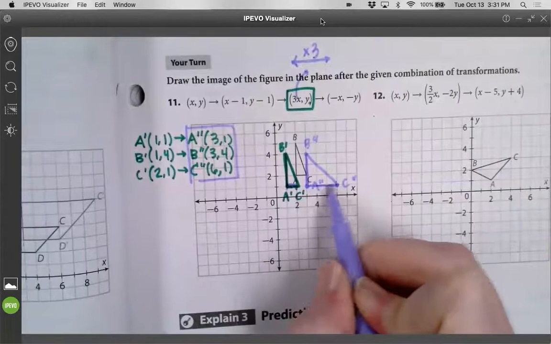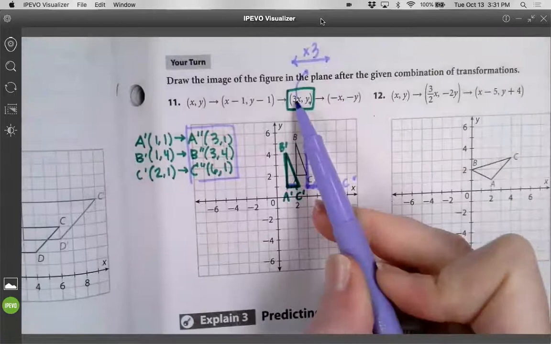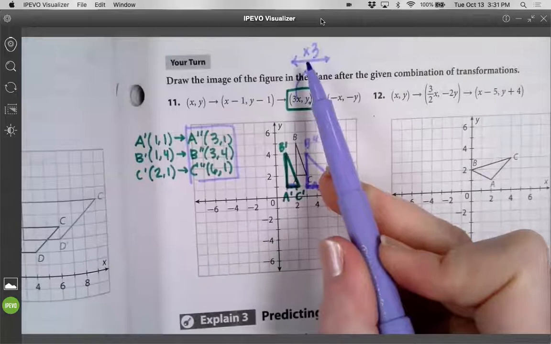So that's exactly what happened. When you multiplied the x number by 3, the horizontal lengths increased by a factor of 3 as well. And you can see clearly these are not congruent figures any longer.